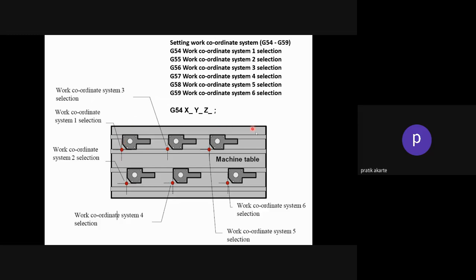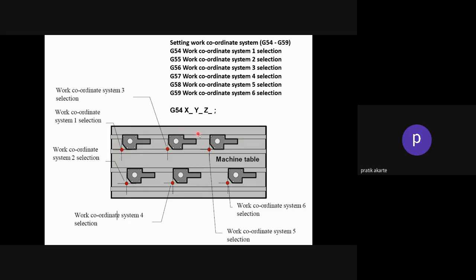So this is the entire machine table, and if you are using small parts and placing them at a number of different locations on the same machine table, then there is a system which facilitates setting the working coordinate system. For example, G54 is for selecting work coordinate system 1. So where is work coordinate system one? This is your work coordinate system. You have placed one part over here, so your machine will select this work coordinate system and execute the program accordingly.